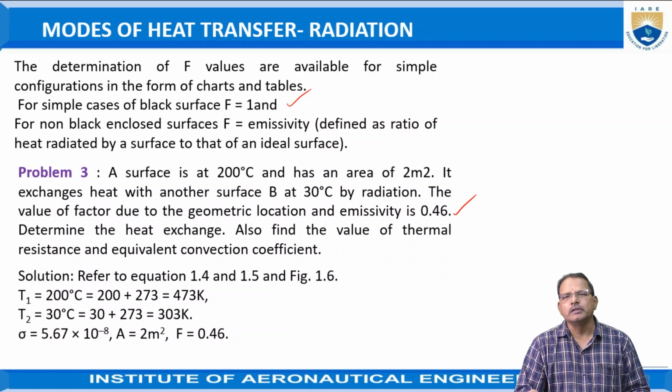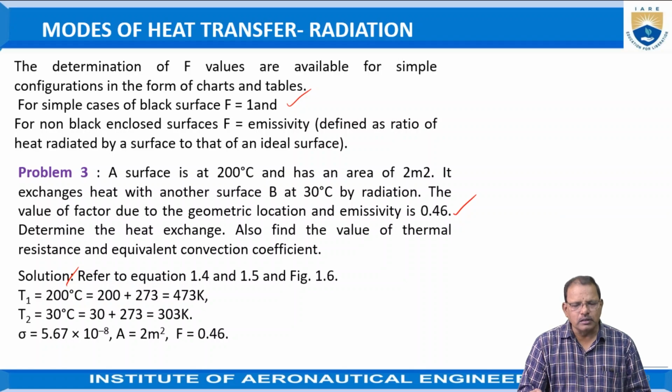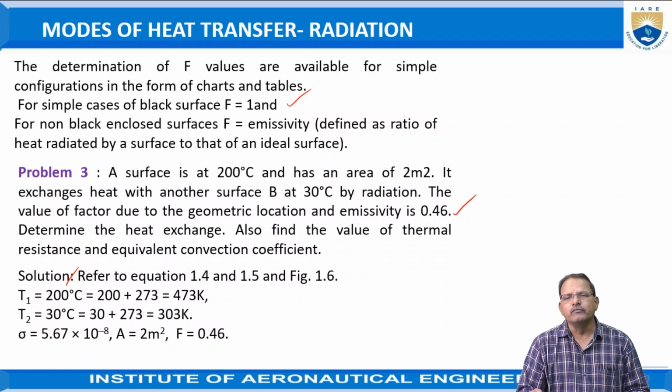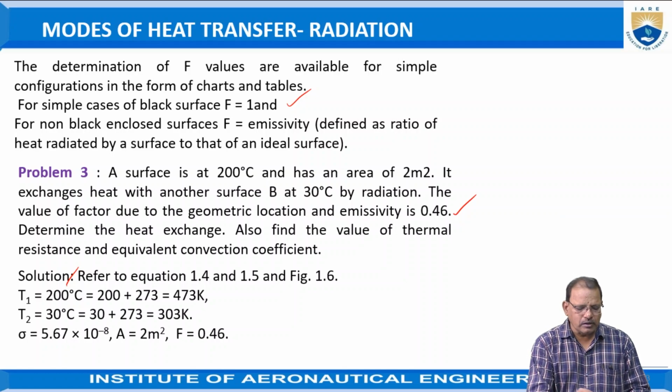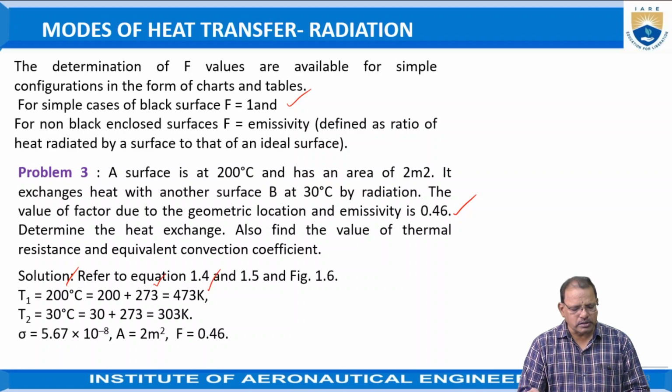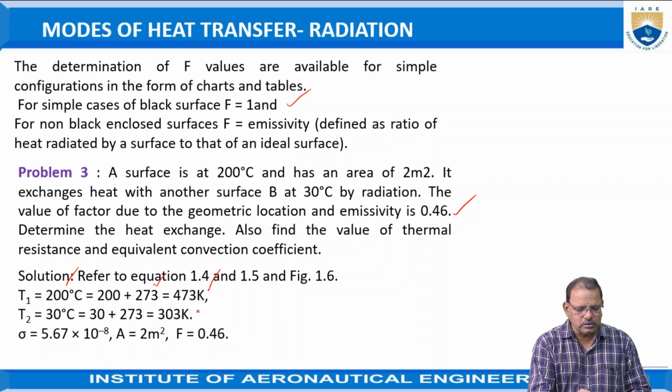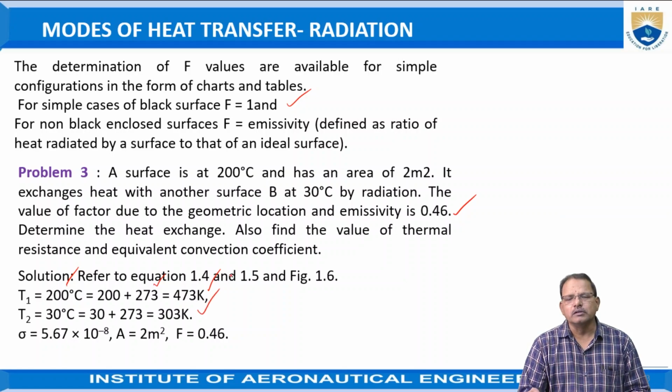So the given data in the problem is: T1 is representing the temperature of the body having higher temperature, which is equal to 200 degrees centigrade. When we convert into degrees Kelvin, 200 plus 273 is equal to 473 degrees Kelvin. T2 is equal to 30 degrees centigrade, which is equal to 30 plus 273, equal to 303 degrees. Sigma is the Stefan-Boltzmann constant, which is equal to 5.67 into 10 to the power of minus 8. A is the area of cross section, which is equal to 2 meter square. F is the shape factor, which is equal to 0.46.